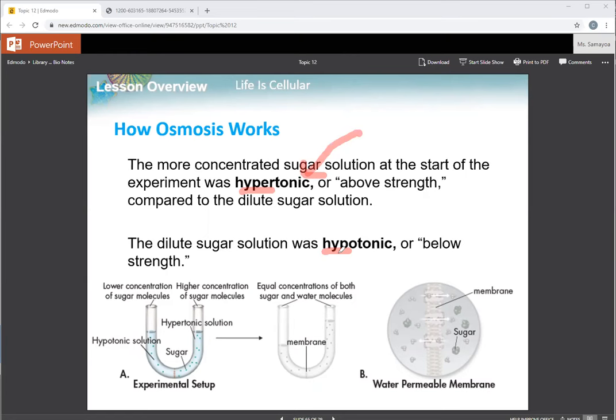Hypotonic would be below. So if I had a cup here, separated by a membrane, and I had a whole bunch of stuff here, and only one here, again, it's going to go from high to low. But as of right now, this one's hypertonic, this one's hypotonic. So then if this is a semi-permeable membrane, it's going to go this way. It happens the same way in your cells. So they need to find a balance.